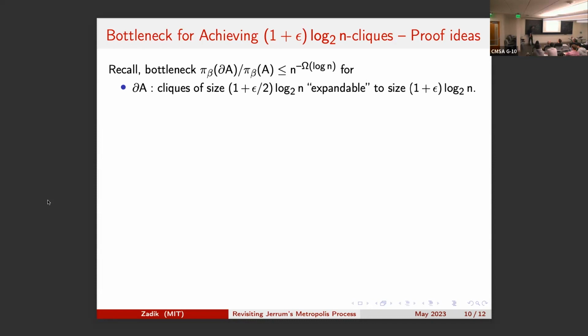Right, that's an inequality he essentially proved: that this bottleneck is always upper bounded by the ratio of essentially the expandable cliques in the (1+ε)/2 log n space. Okay, and that's in k equals 0.